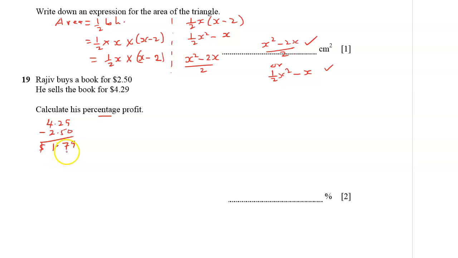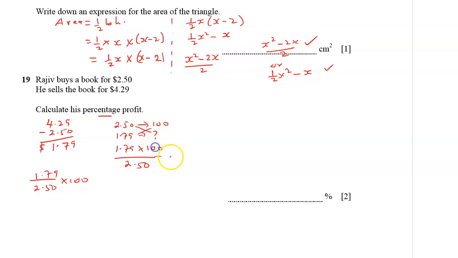Therefore, what is the percentage profit? We know that 2.5 is equivalent to 100, and then 1.79 should be what? Which should give us the profit. So we cross multiply. So it's 1.79 times 100 over 2.5. Or you can just say 1.79 of 2.5 times 100. Still the same thing. So when you do it that way, you'll get a value of 71.6%. So you made a profit of 71.6%, which is a good profit for any businessman.